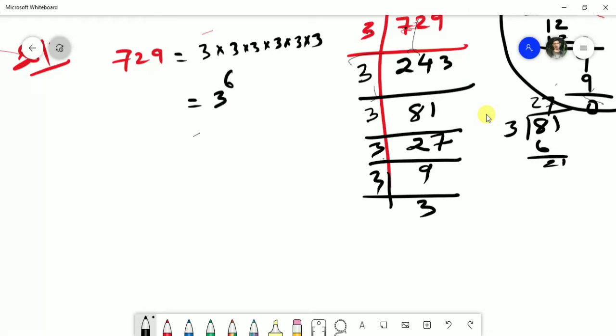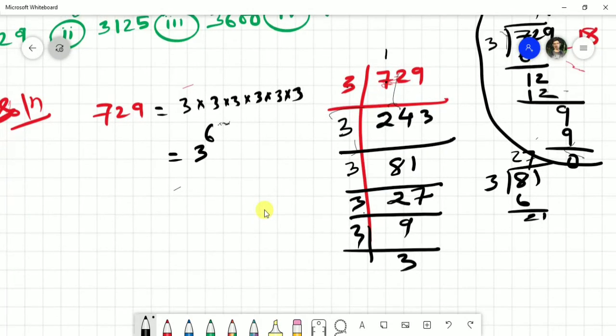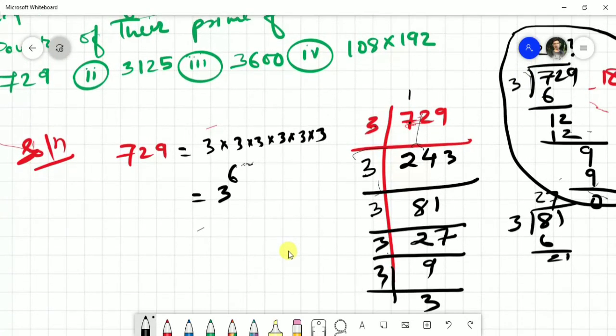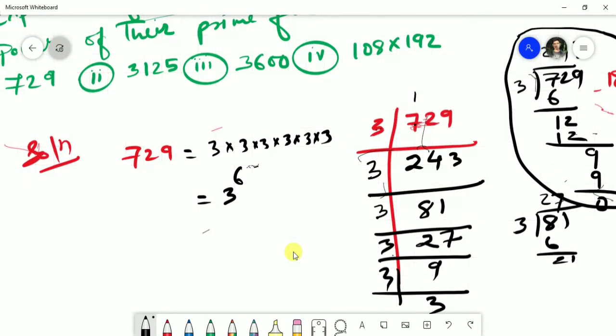How many 3s are there? 6. So this is your answer. So 729, if you see, we got 3 power 6. 3 raised to the power 6, we can say. So this is our answer. So for example, right now, we did this one, and I hope all of you understood.